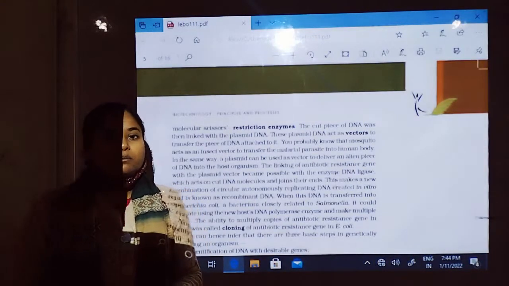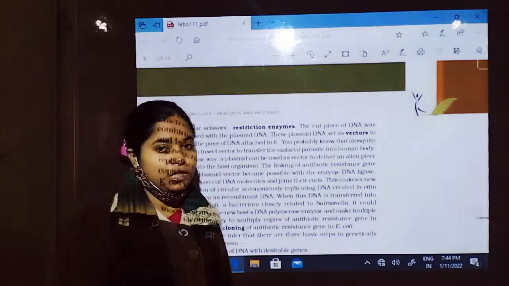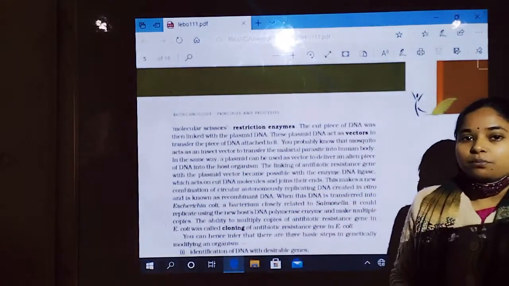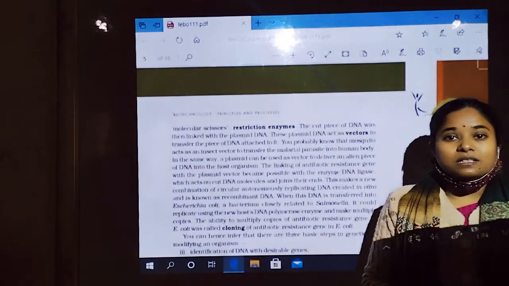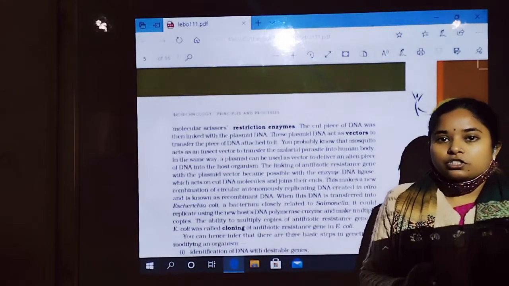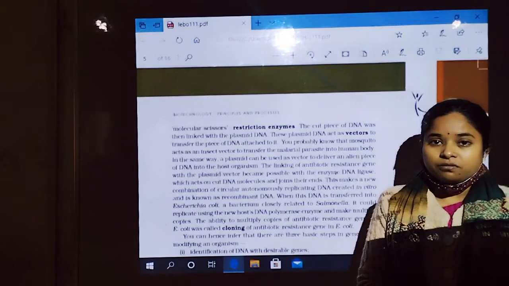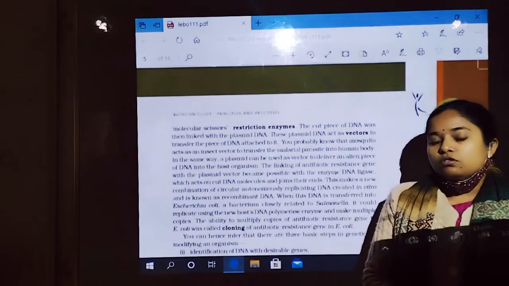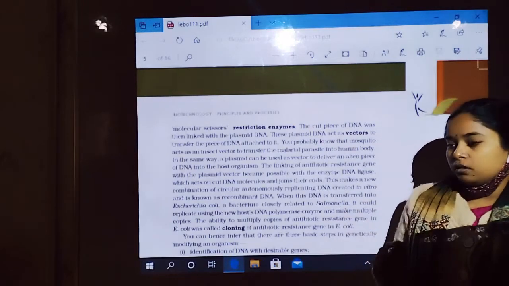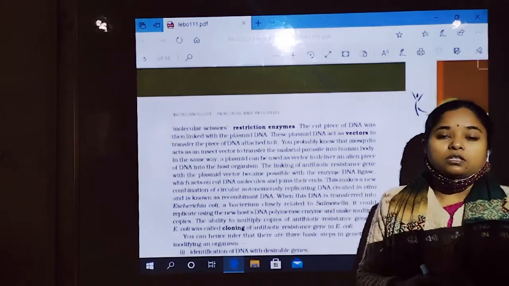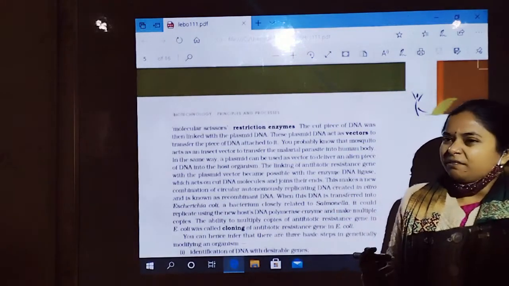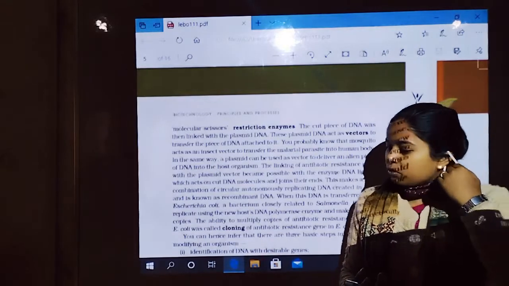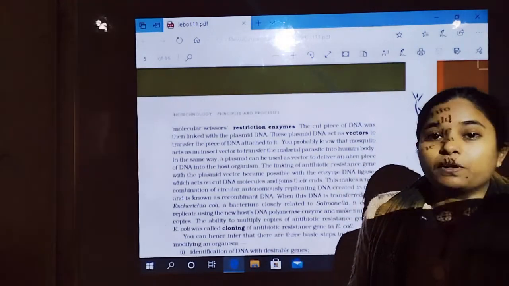In this class, I am going to start with another important topic of chapter biotechnology principles and processes. In this chapter, we are going to discuss the restriction enzyme, which is a part of the tools of recombinant DNA technology. Then we will discuss the cloning vector, and what the properties of a cloning vector should be.